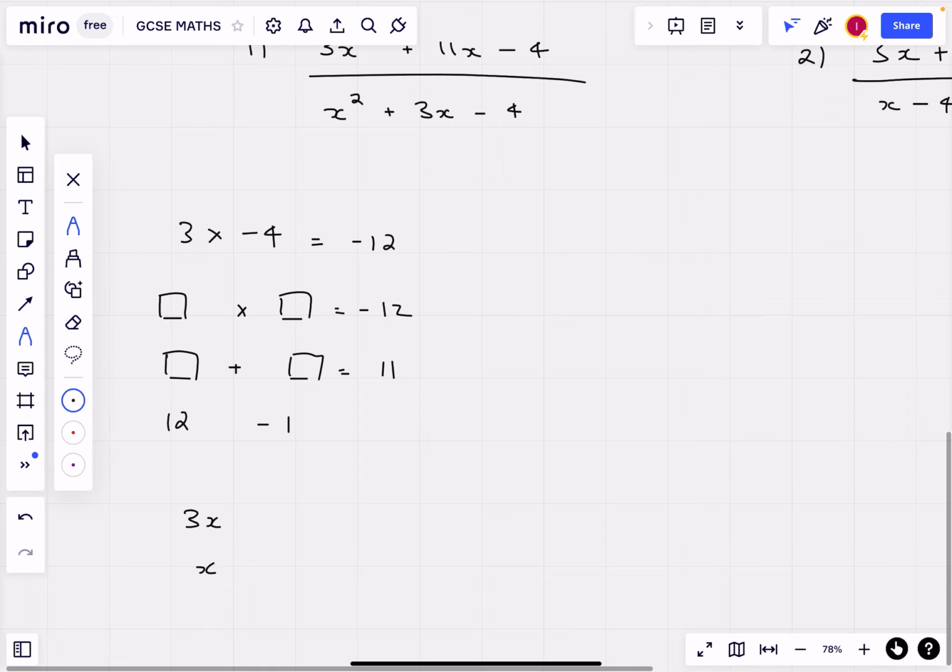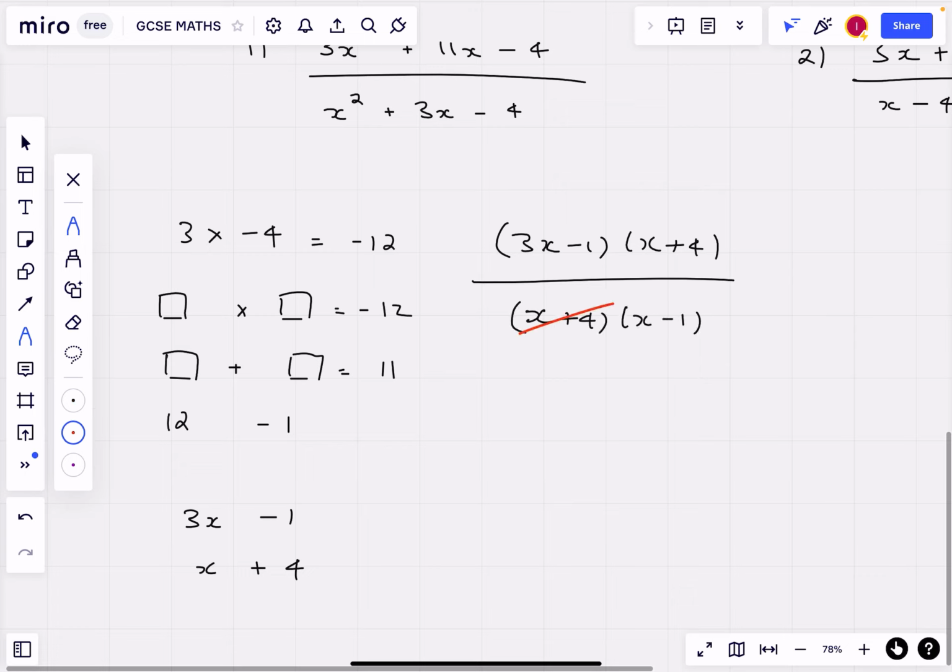We do 12 divided by 3. We write the answer opposite, so plus 4. We write whatever's left, minus 1. And that's our brackets. So 3x minus 1, x plus 4. And our denominator would be x plus 4 and x minus 1. X plus 4 cancels out because it's present in both the numerator and the denominator. So we're left with just 3x minus 1 over x minus 1.